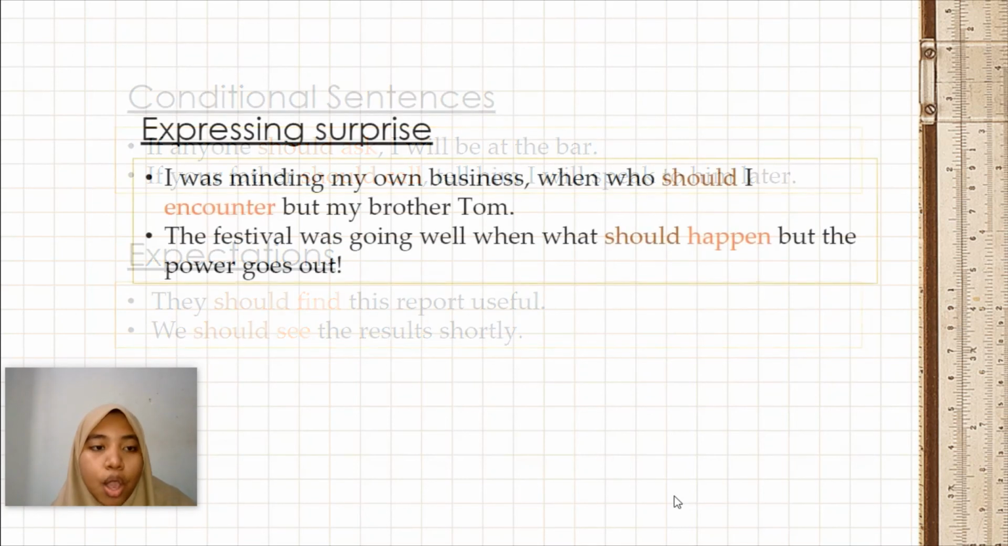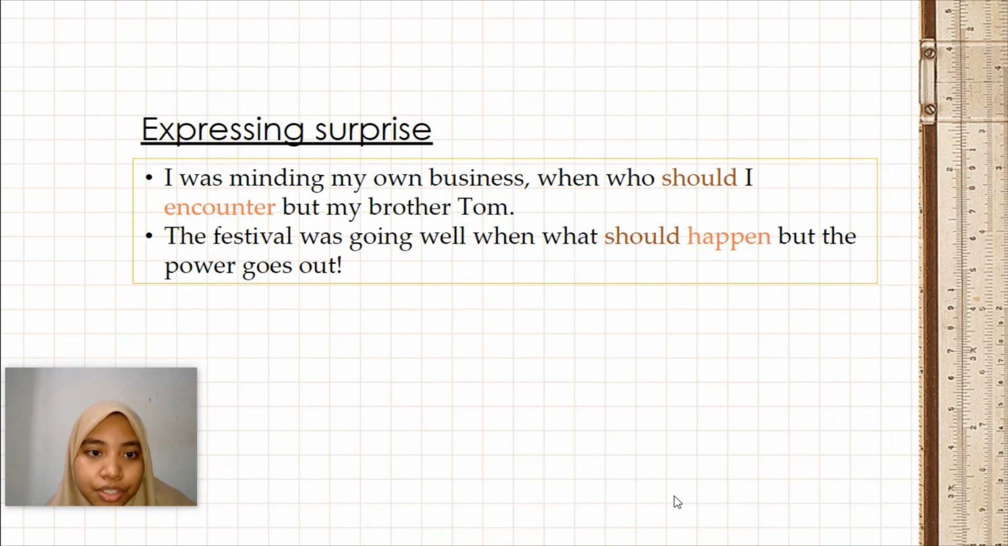And lastly, we can use should to express surprise. For example, I was minding my own business when who should I encounter but my brother Tom? The festival was going well when what should happen but the power goes out?